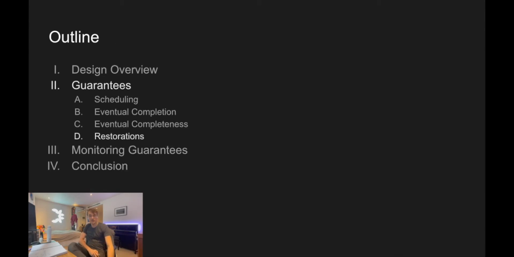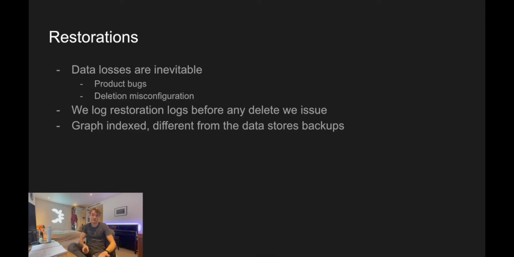Finally, another very important guarantee is restorations. Data losses are inevitable when we operate a system at the scale that we do. They can come from product bugs or deletion misconfiguration. And this is why we log restoration logs before any delete we issue. And those are different from your typical database backup, because database backups allow you to go back in the past to a snapshot. Here, those are graph indexed. So we can restore an entire subgraph individually from the rest. And that allows us to really filter exactly what we want to restore.